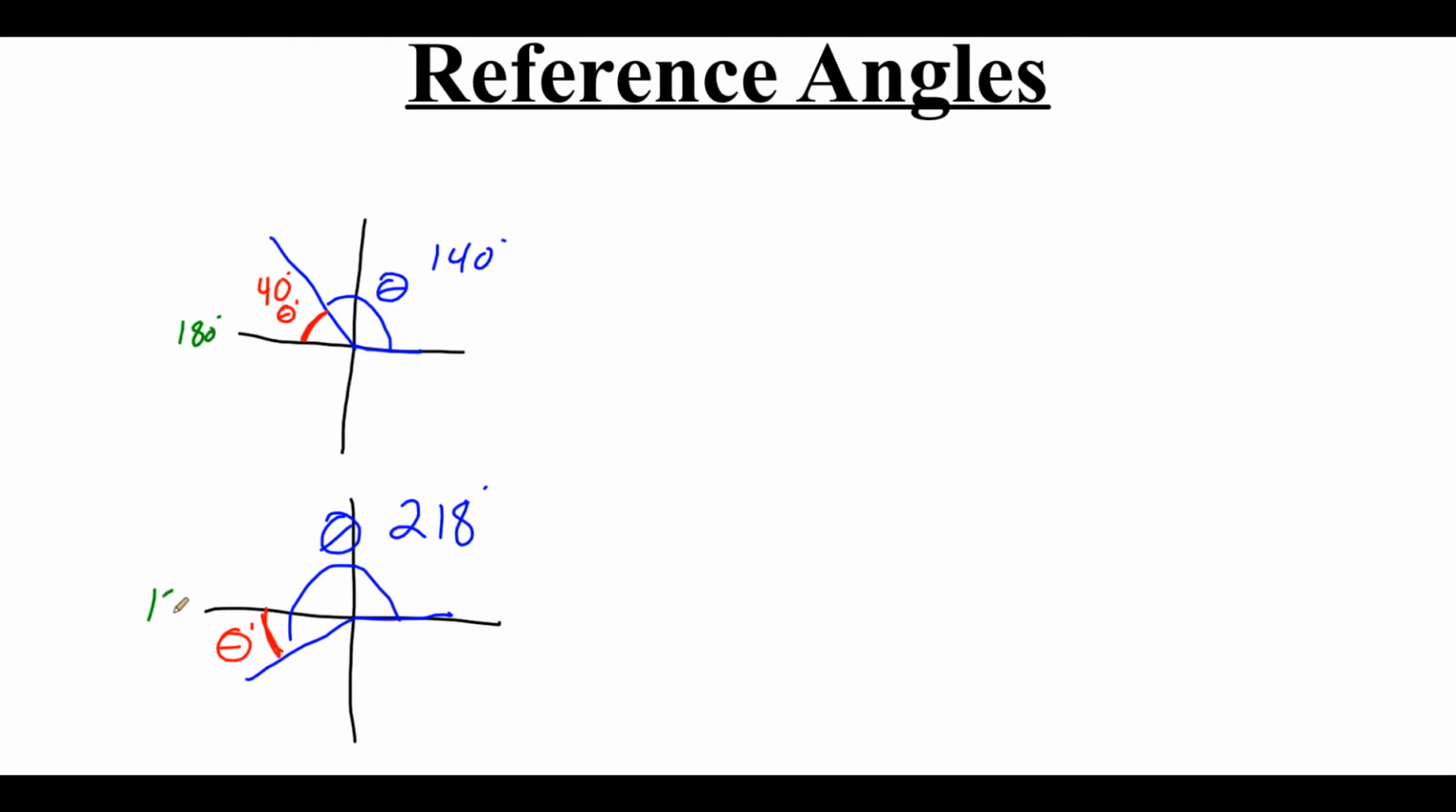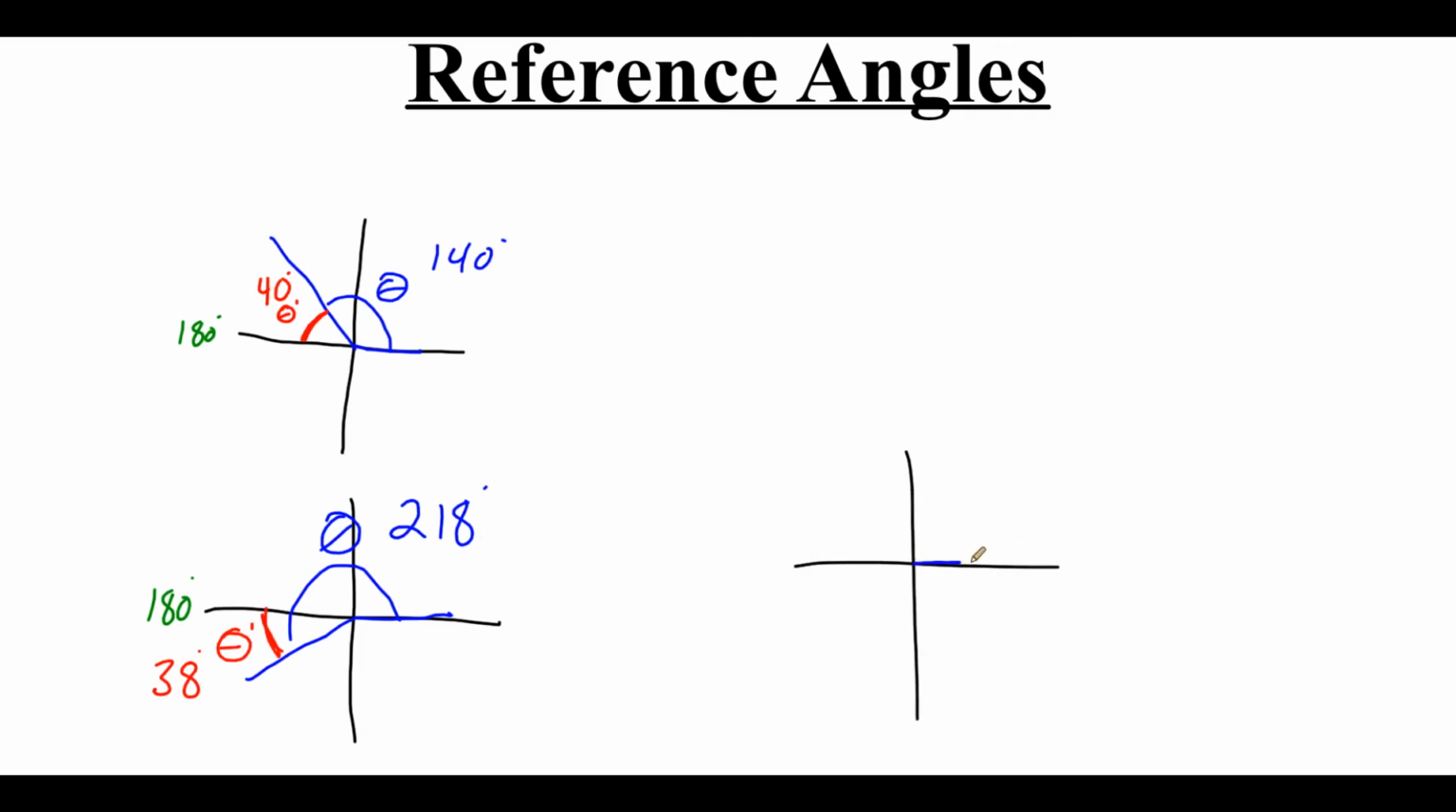Now we know this quadrantal angle over here is still 180 degrees, but this time our angle took us past 180 degrees. So we're trying to figure out how much past 180 we went. If I take 218 and subtract off the 180, then that should leave me with a 38 degree reference angle.